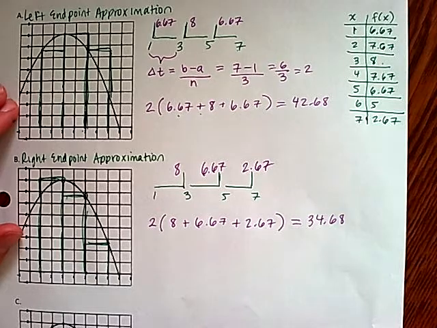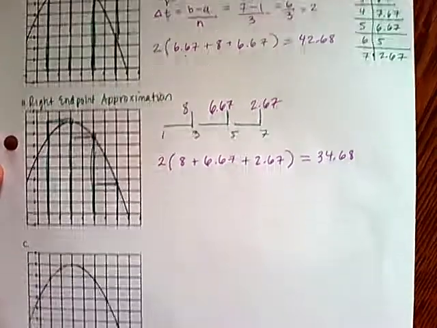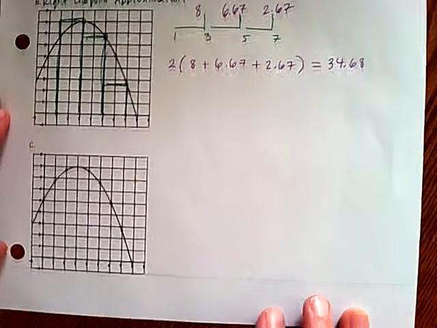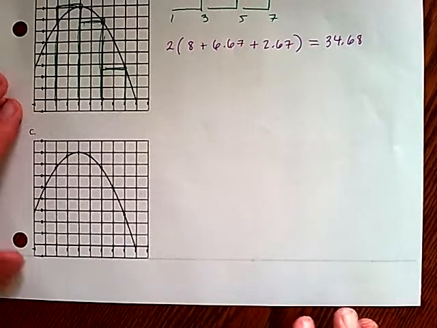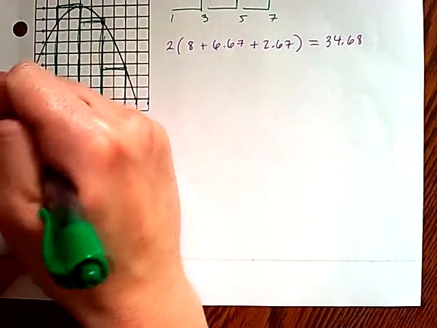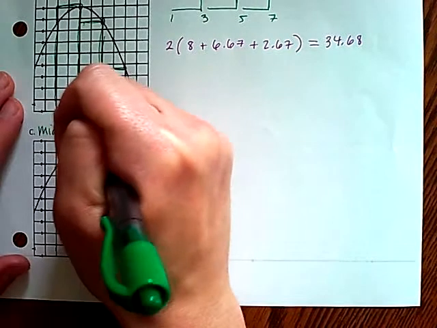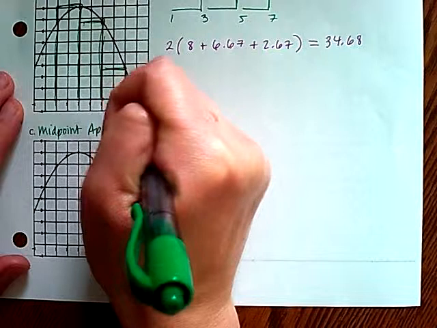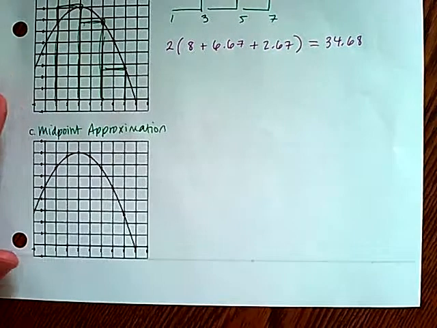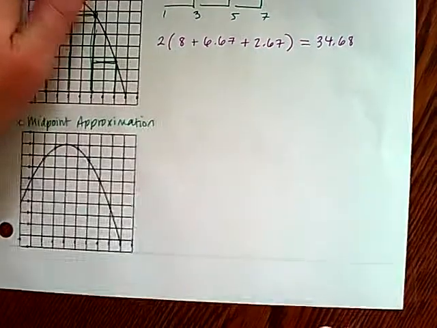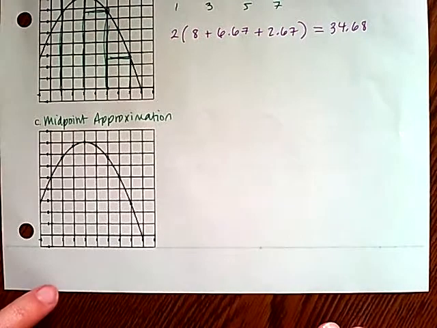Okay, so notice we have actually done both of these in class. We've done a left endpoint and a right endpoint. We just haven't called them that. This next one is going to be slightly different. It is going to be called a midpoint approximation. And the idea of a midpoint approximation is it's using the center point between the two endpoints of a subinterval.